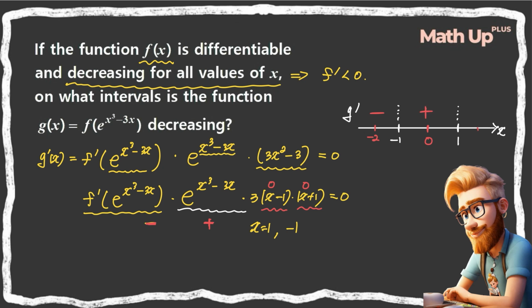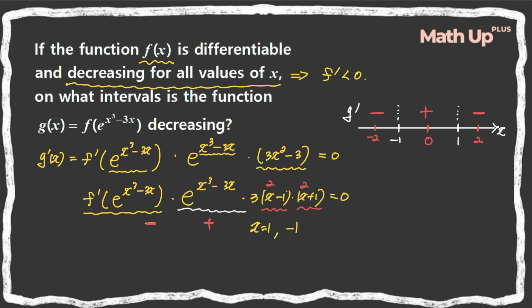Now finally substitute 2 for this interval. 2 here, 2 here. Then negative times positive times positive times positive. There's only one negative, right? So that interval must be negative. So we know that g is decreasing in this interval, increasing, increasing, decreasing.